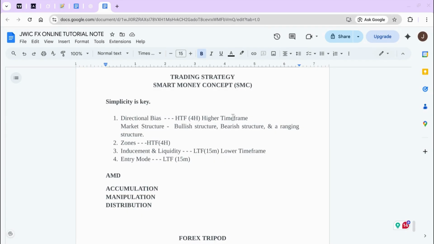Now, I have 4 very important keys mapped out in this strategy that you need to know. First, we have directional bias, and under directional bias, we have the market structure, which is the bullish structure, bearish structure, and your ranging market, your range structure. After that, the second point is the zones. These are areas, points of interest, where you likely want to take actions.